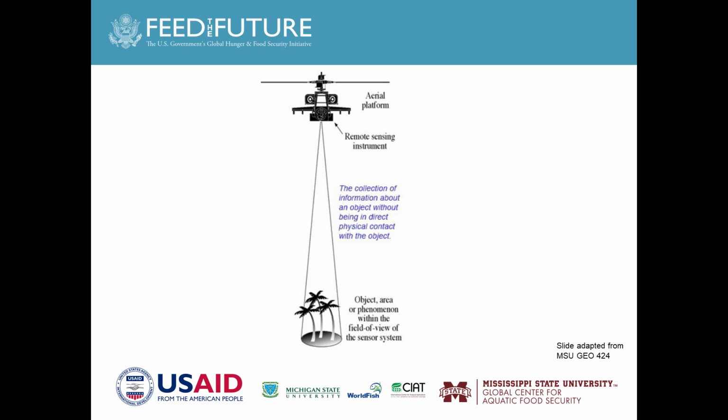And we want it on the bottom of our platform because we want it pointing down, because for large-scale remote sensing, our target is the surface of the Earth. And so here you can see that the sensor is currently collecting data about these trees. This is the collection of information about an object, for example, these trees, without being in direct physical contact with that object. Instead, what the sensor is doing is collecting different reflected energy or emitted energy from these trees.